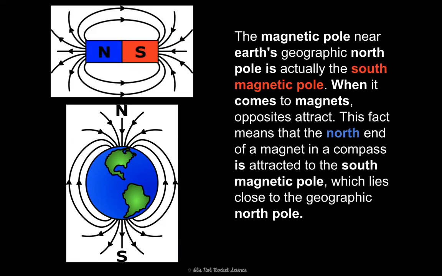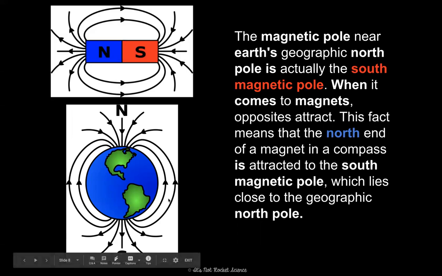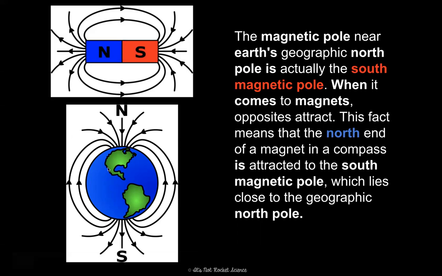This fact means that the north end of a magnet in a compass is attracted to the south magnetic pole, and the south magnetic pole is close. It's not exactly aligned, but it's close to the geographic north pole. So just like this, with the force lines going out from the north and into the south, they're going out from the magnetic north pole and into the magnetic south pole. So the magnetic poles are exactly opposite from the geographic poles.